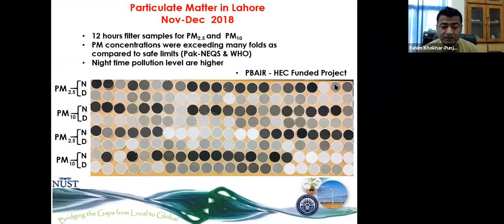So this was actually the condition I showed you in the very beginning of the slides. These were the filter papers. We took the sampling of PM10 and PM2.5 during the nighttime, the first line, and the daytime, the second. So this was actually the condition during 2018. Although there was no visibility problem, still you see how bad and deteriorated the air quality conditions actually were. A very interesting picture was actually highlighted.